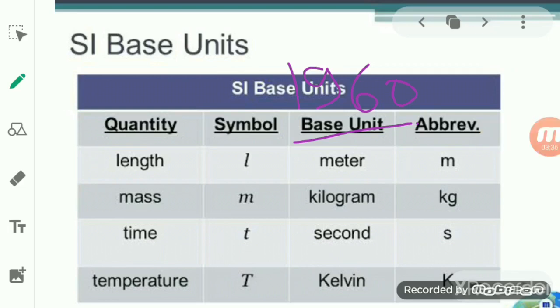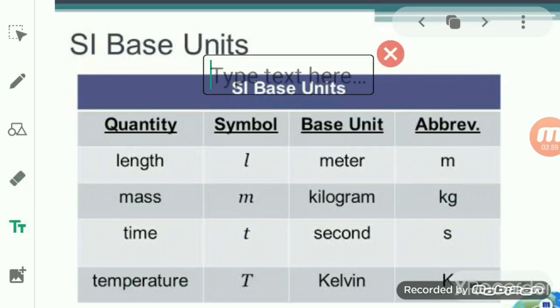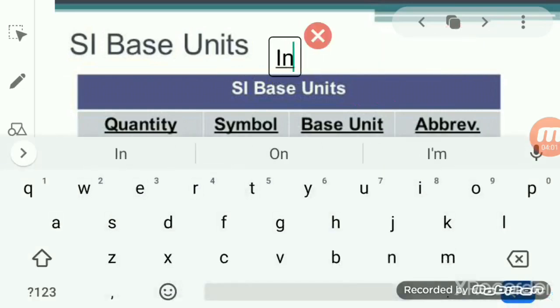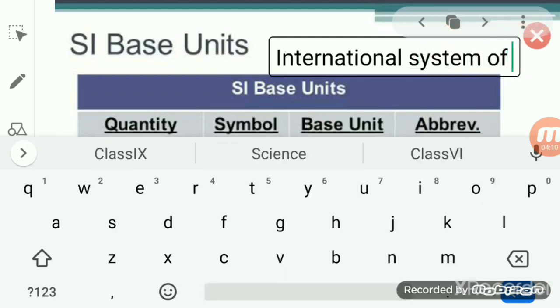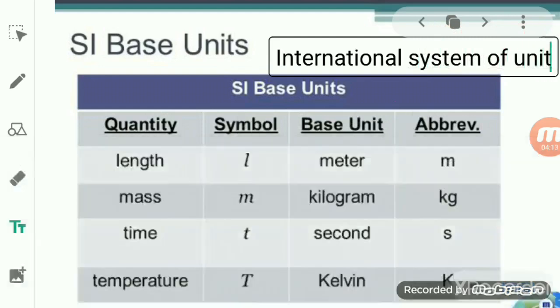And why is it known as the International System of Units? Because it is not developed for a particular country, but can be used internationally. That's why we can say that it is a kind of standard unit. Although the name given is SI, the actual name is International System of Units.